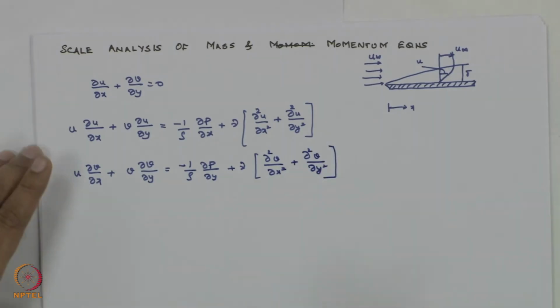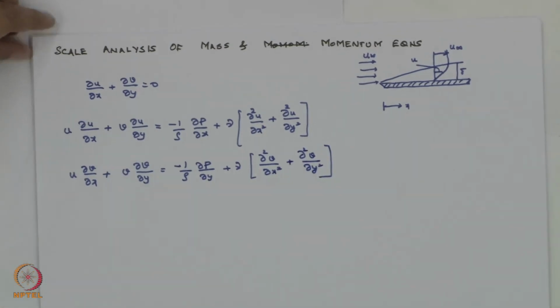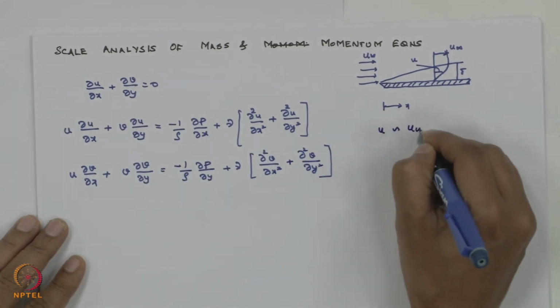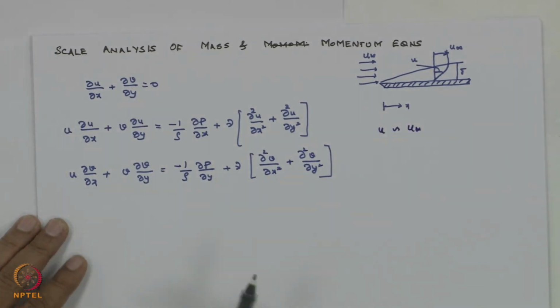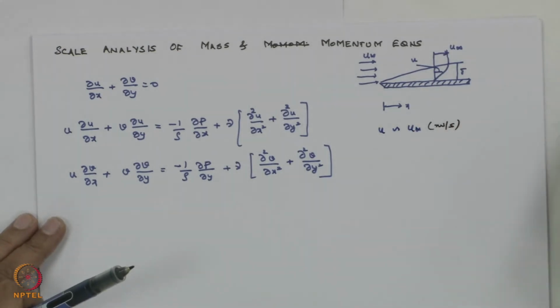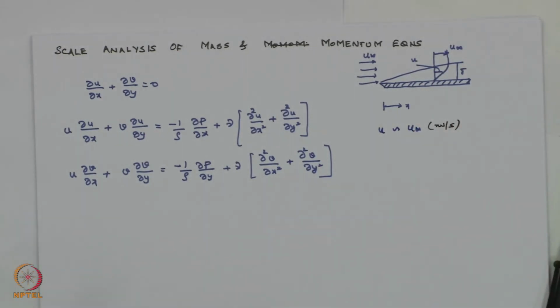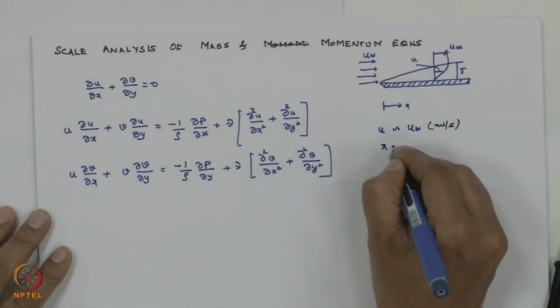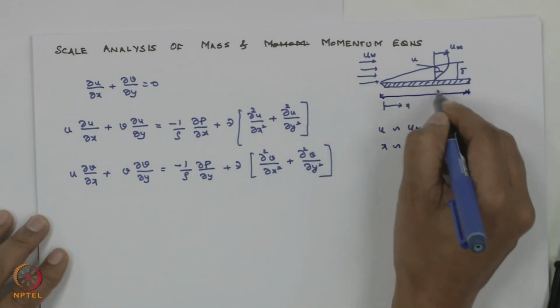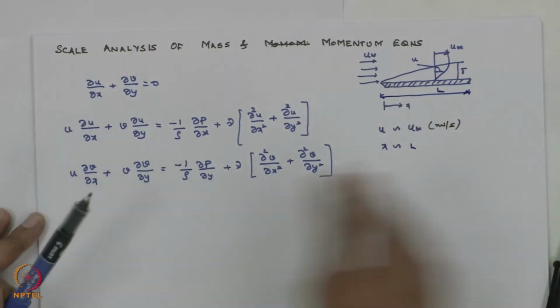So, we shall do scale analysis. What is the scale analysis? What we say is that u scales down to u infinity, or is of the order of u infinity, that is in meters per second. And x is of the order of the length of the plate L, that is in meters.